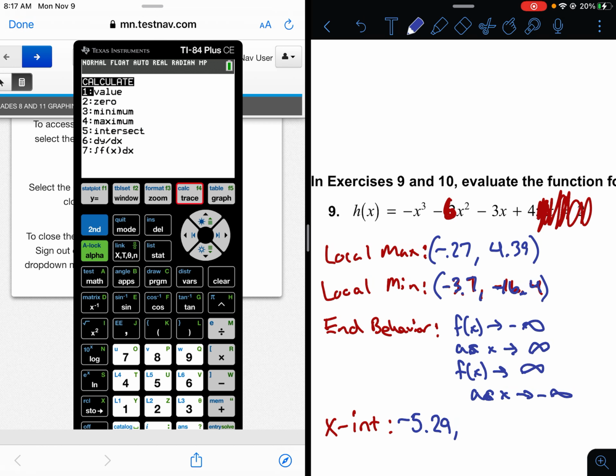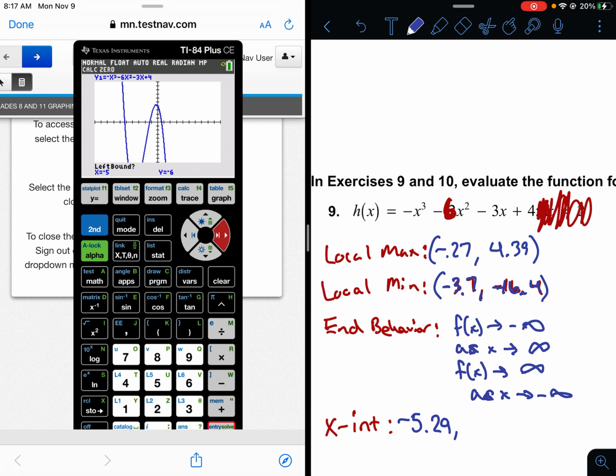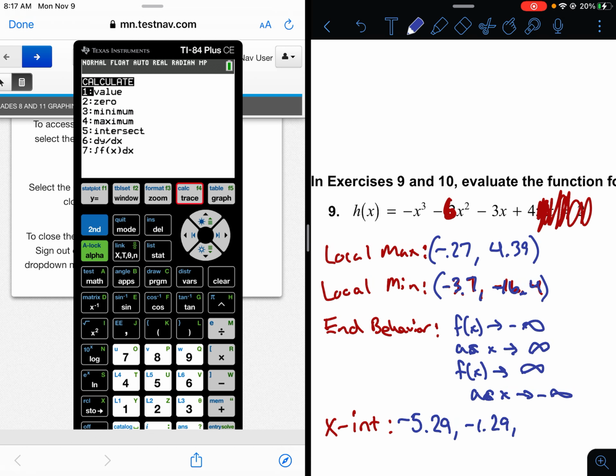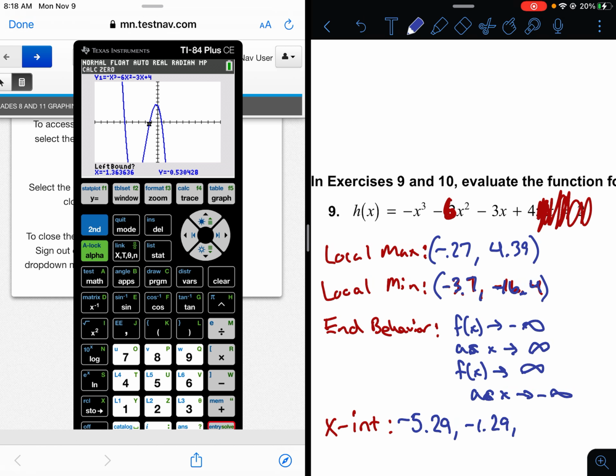And then second trace, 0, another one, left of it, right of it. There it is, negative 1.29. And the last one, by the way, you only have to do one of these. It takes enough time just to do one here. And right of it, enter, and it looks like 0.58.